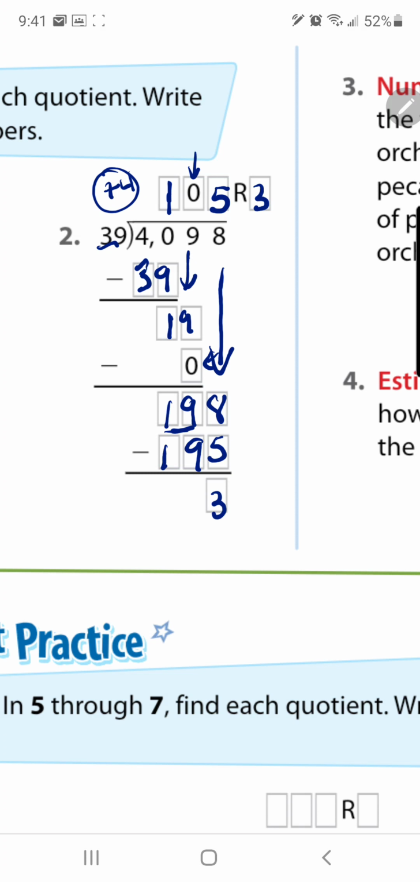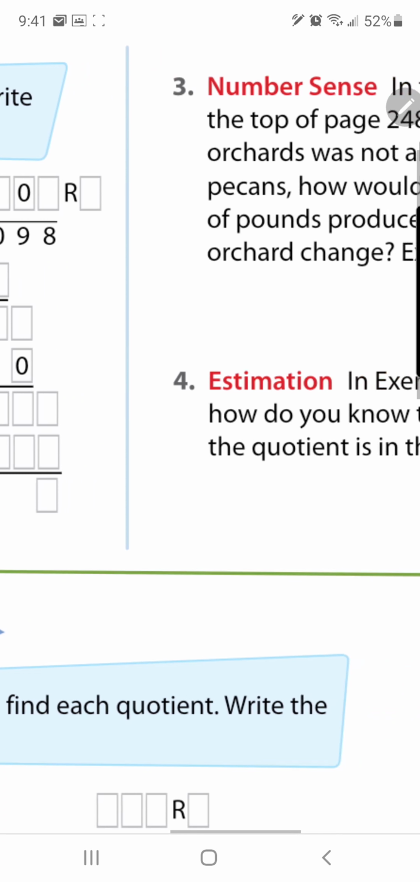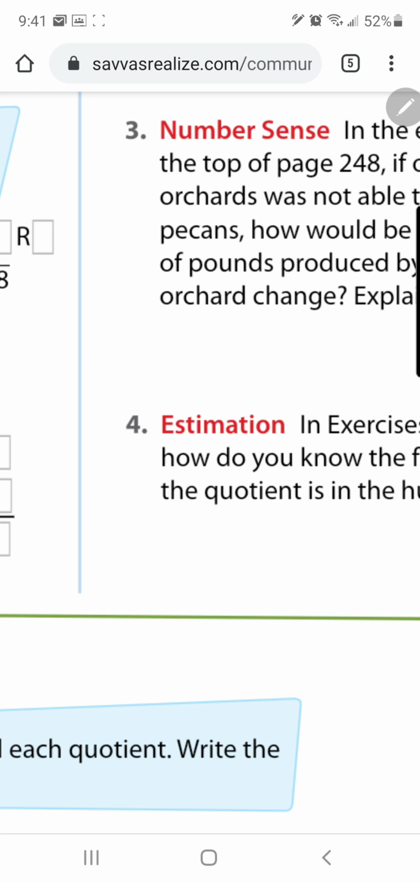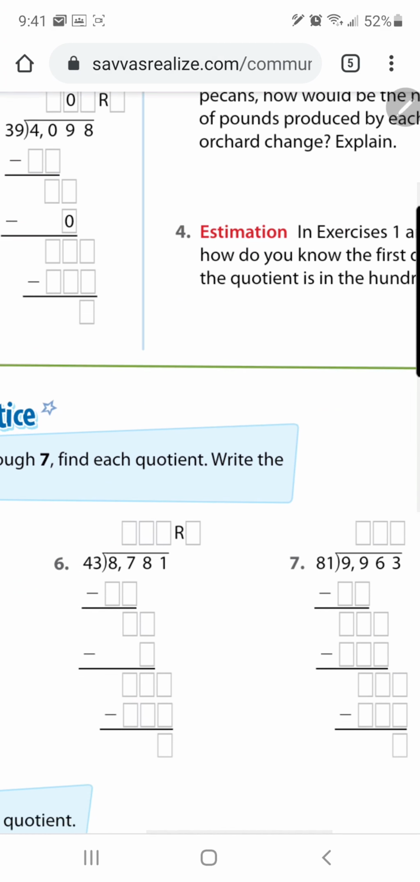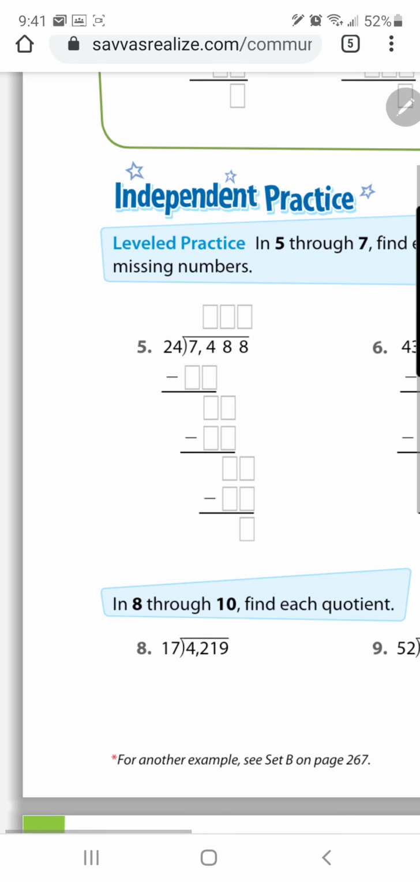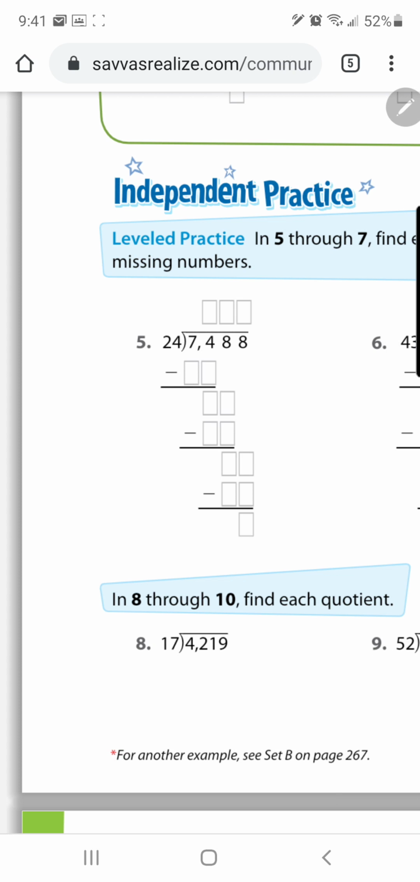Okay, let's continue. We're going to skip number 3 and number 4 simply because I want you to get into the habit of practicing the process to find 3-digit quotients and 3-digit quotients with remainders.